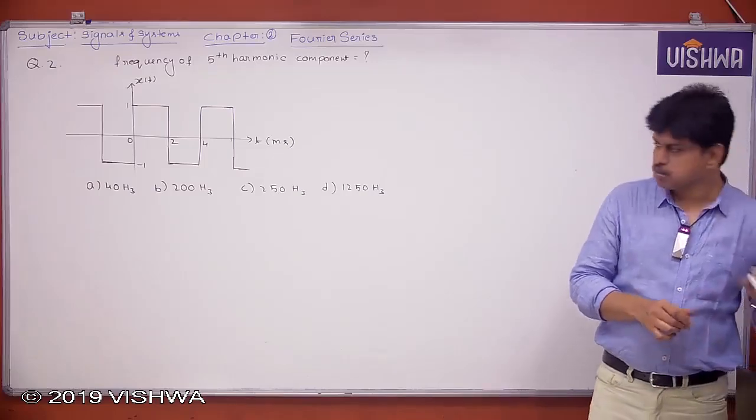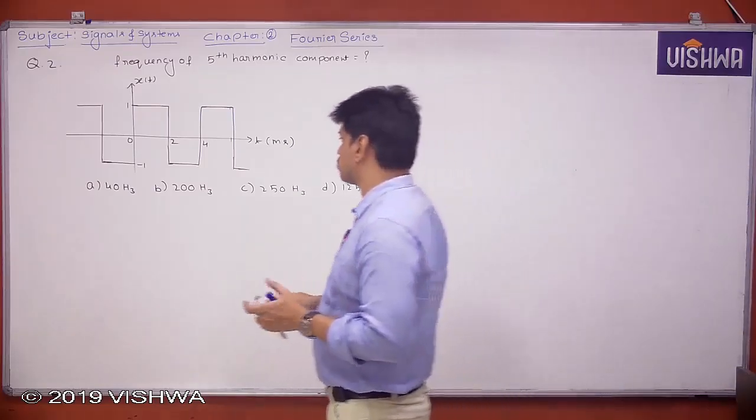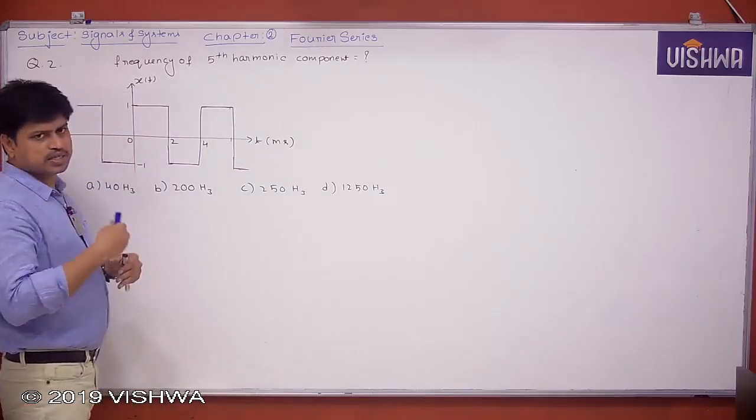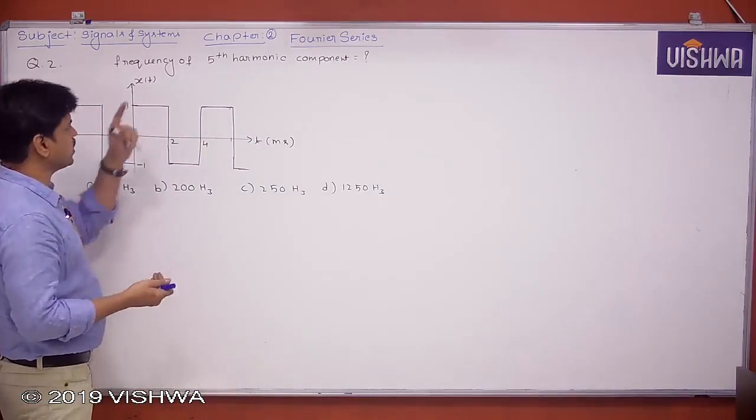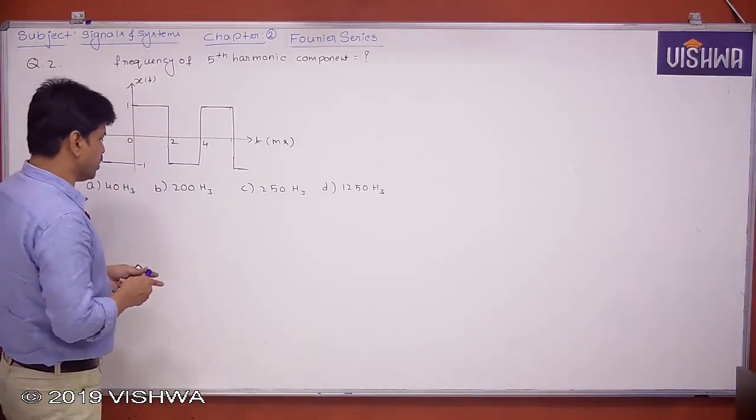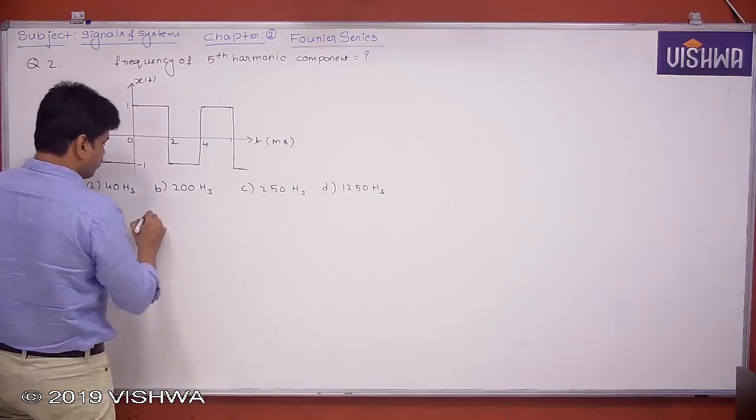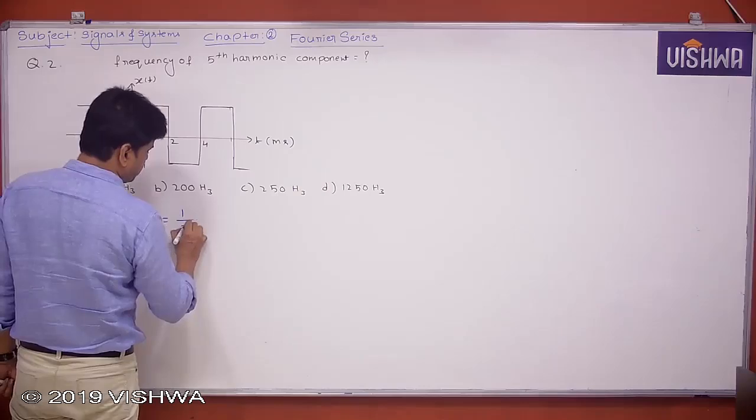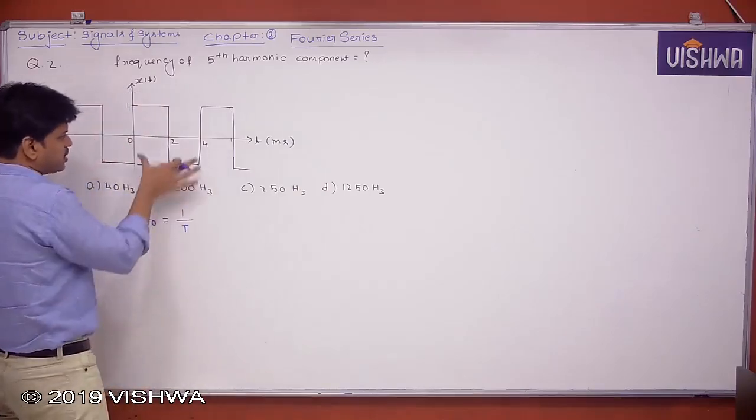See here. We just have to calculate the fundamental frequency, and from that we can calculate the fifth harmonic component. So let's see, what is F naught? F naught is simply 1 by time period T. So what is the time period here?